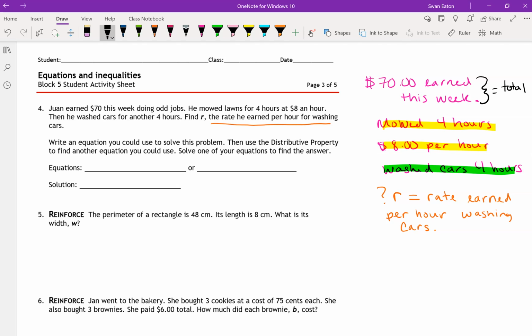So we've got to make this an equation. If we ever have a total, the total is going to go first. So we're going to write it down here. We're going to write 70 equals. So we've done that. So let's do a little checkbox. We used that one. How are we going to incorporate this? And then this? And then this? Well, we know that he worked a total of 8 hours.